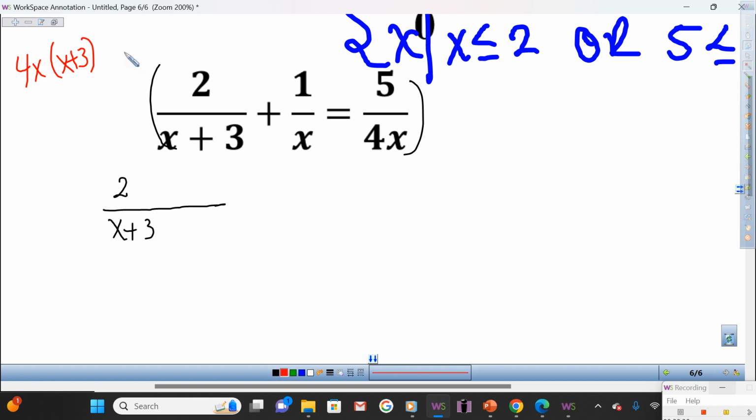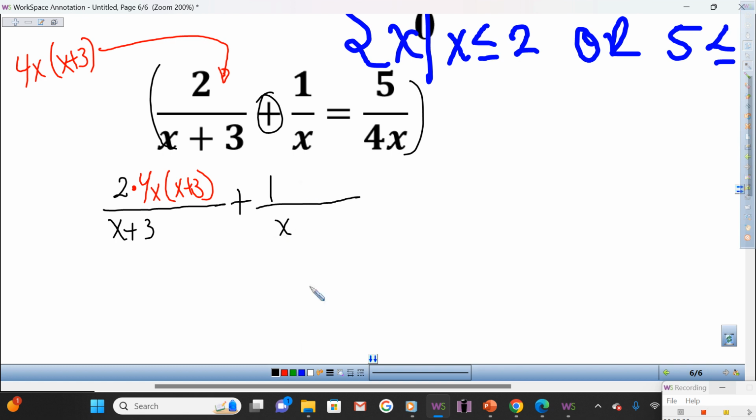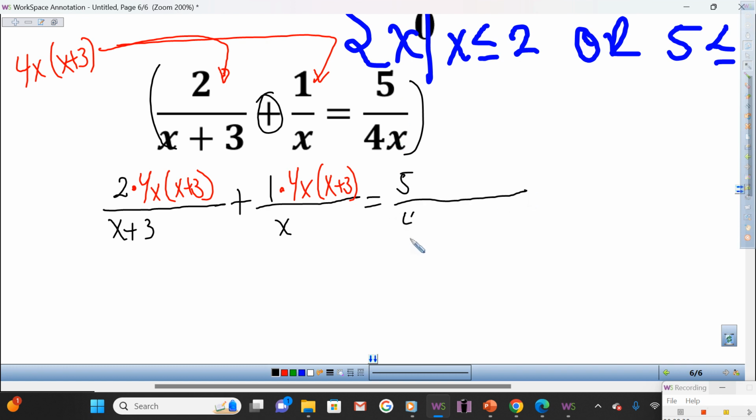So we multiply that times the entire equation, so we write the fraction again exactly the same, and then since we distribute the LCD to the first numerator, that means we write it times 4x times x plus 3, plus, again, our fraction. And then we distribute the LCD to the second numerator, times 4x times x plus 3, equals my third fraction, 5 over 4x. Distribute the LCD times 4x times x plus 3. So far so good, yes?